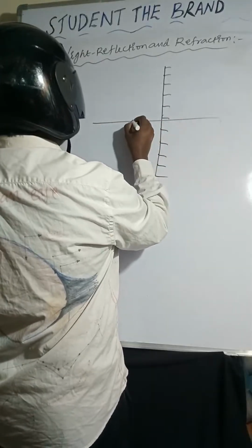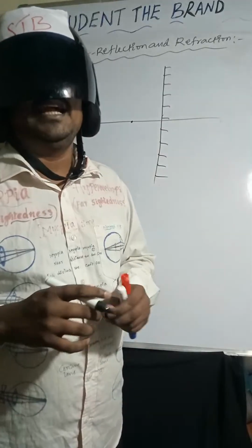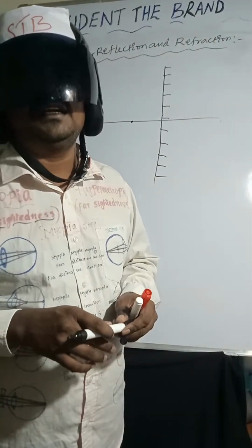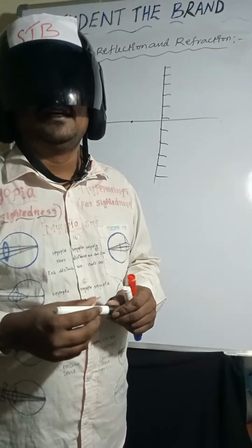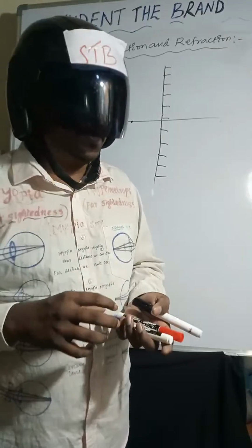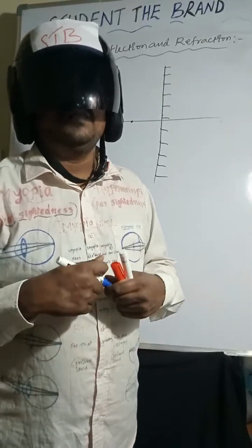Here is the object. From here, how many light rays are required to form the image of the object? Minimum 2 light rays are required to form the image of the object. Yes or no?